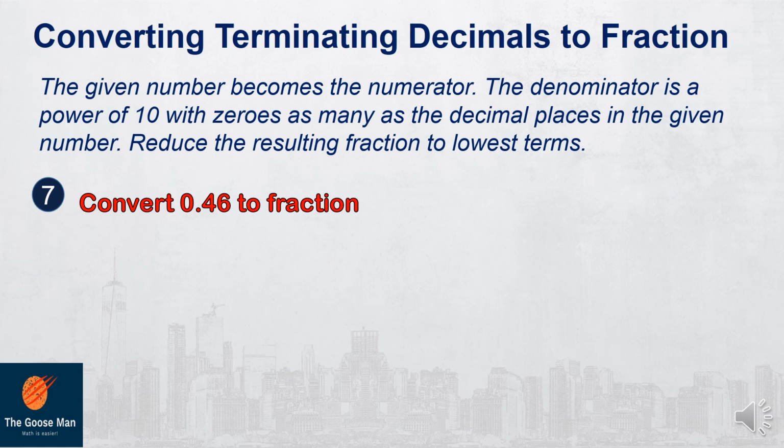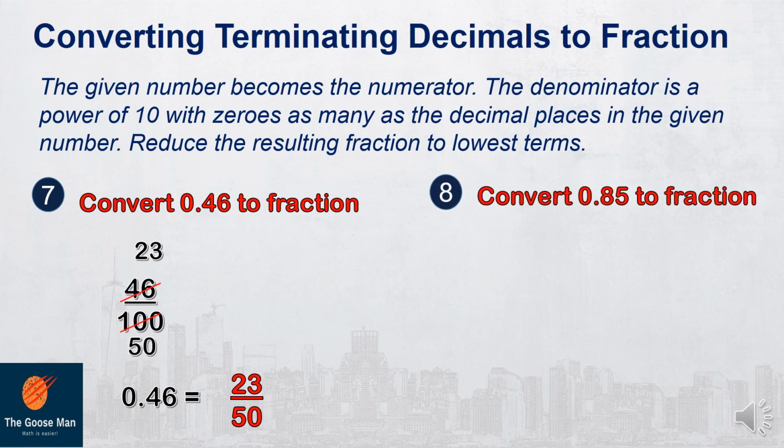Take note that 0.46 can be rewritten in fraction as 46 over 100 because this is actually 0.46 or 46 hundredths. Then reduce to lowest terms, divide numerator and denominator by 2, so it will result to 23 over 50. So therefore, 0.46 is equal to 23 over 50.